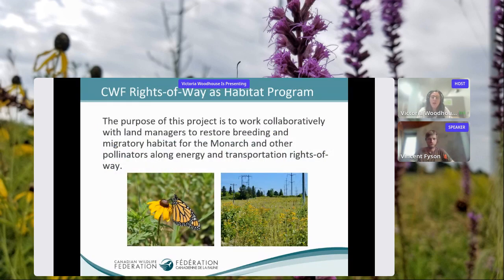So, our Rights of Way program here that's taking place in Eastern Ontario as well as Southwestern Ontario, our purpose is really to work collaboratively with Rights of Way managers. So when I say Rights of Way managers, I'm thinking about roadside managers, but also those on hydro corridors, pipeline easements, and even the lands that are under wind farms or solar farms.